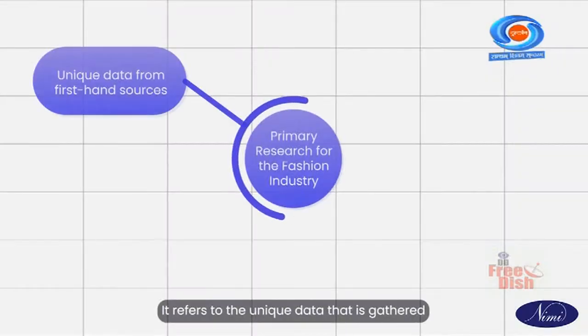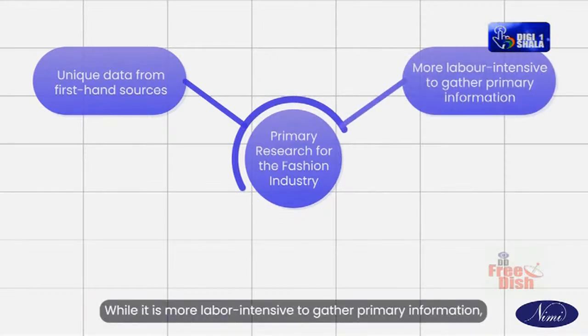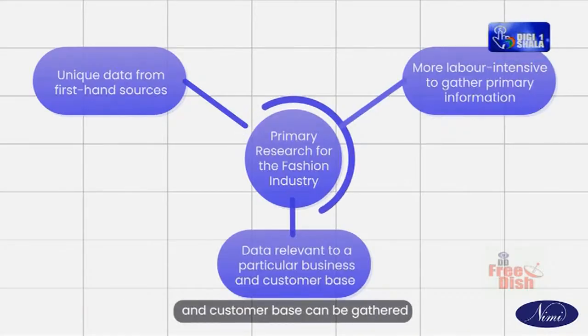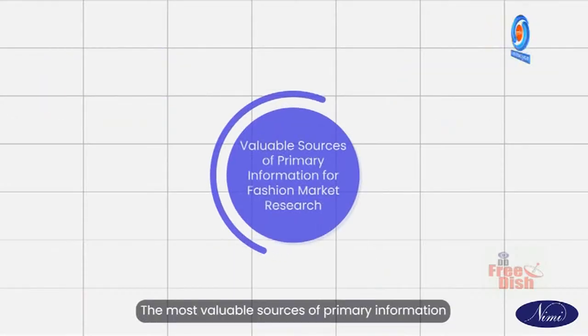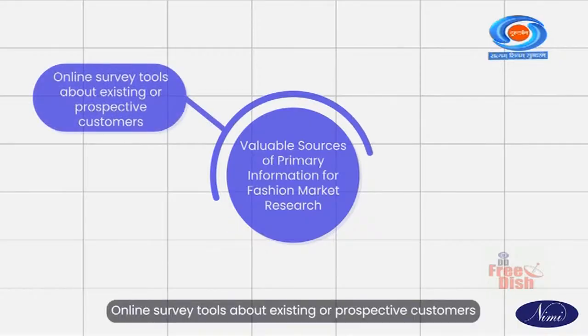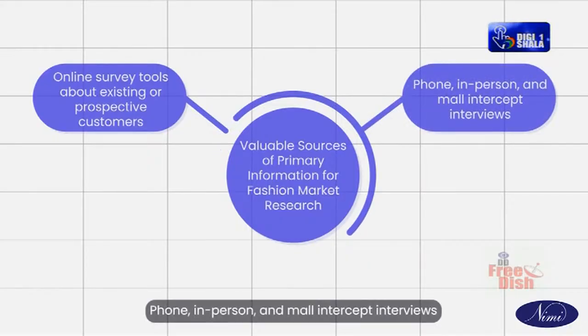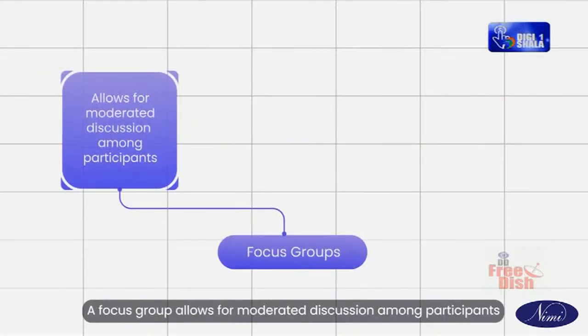It refers to the unique data that is gathered from first-hand sources. While it is more labor-intensive to gather primary information, data that is particularly relevant to the particular business and customer base can be gathered. The most valuable sources of primary information for fashion market research are online survey tools about existing or prospective customers and phone, in-person, and mall intercept interviews. A focus group allows for moderated discussion among participants.